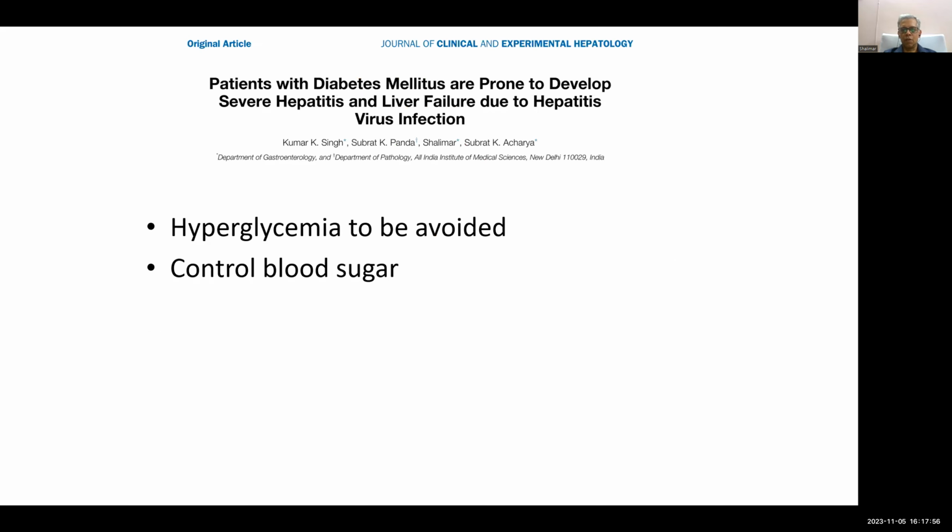There usually would be a maintenance drip which is given to maintain the sugars in a normal range. Now, how about hyperglycemia? Hyperglycemia is another problem. So you need to also take care of that when the sugars are very high. You need to control the sugars. And we know that patients who have underlying diabetes have more severe complications with acute viral hepatitis. So it's important in such patients, or in any critically sick patients, and you know that in any critically sick patient, you're going to take care of both the extremes, both hypo and hyperglycemia.